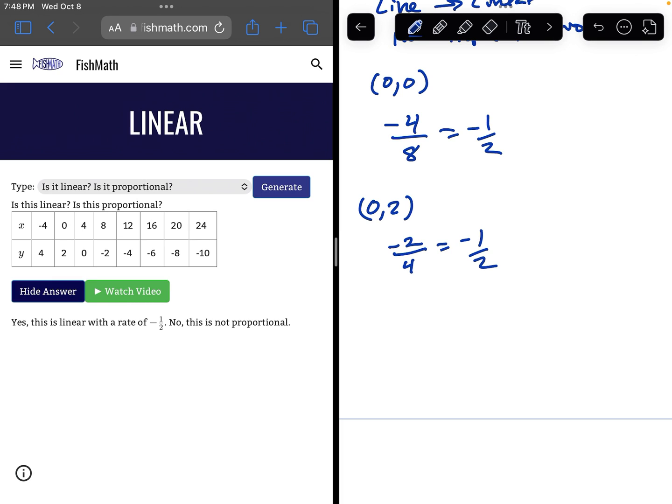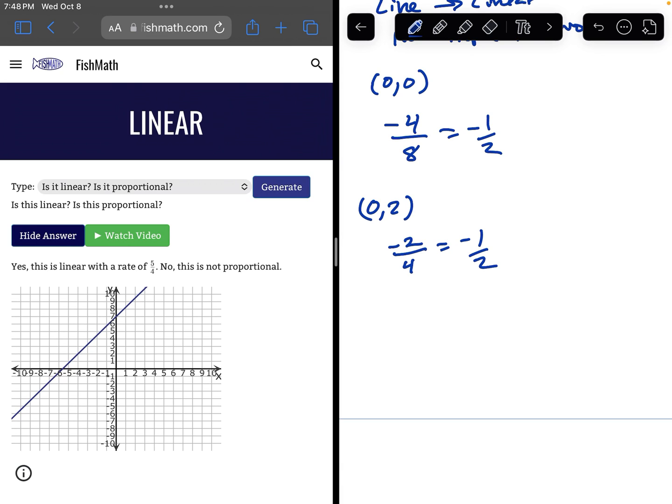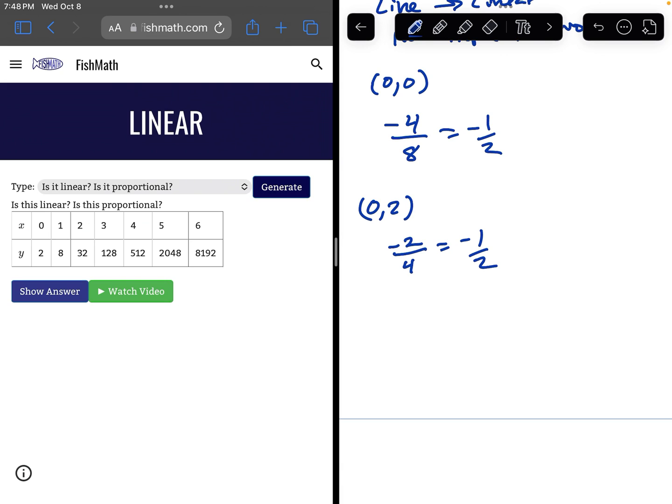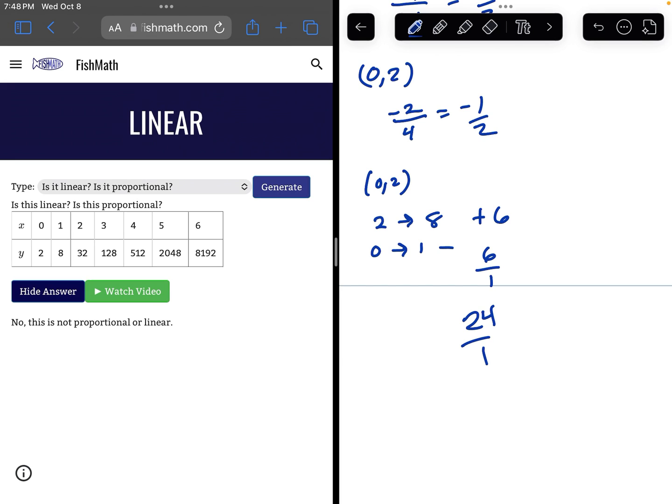Kind of interesting. Let's see, this one is a line. It does not go through 0, 0, so that one would be linear, not proportional. This one looks like we're going through 0, 2, so not proportional. And then it's changing from 2 to 8, it's changing by 6. If that's from 0 to 1, it goes up by 1, so it's 6 for every 1 for the first jump, but then it jumps a lot more. Then it goes up by 24 over the next one, so it's not a constant rate and also not proportional, so neither.